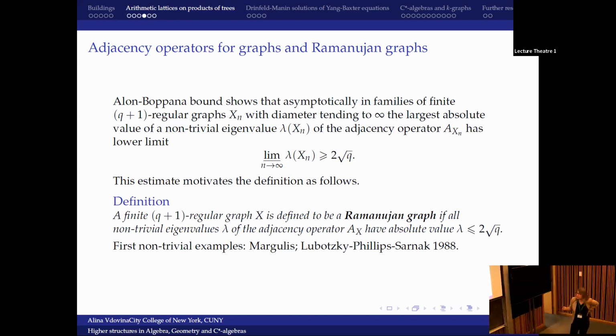the adjacency operator, actually this is the second eigenvalue, because it's again an exercise. If you have a regular graph such that the degree of every vertex is q plus 1, then the highest eigenvalue is going to be q plus 1, but the second eigenvalue is the one which people are usually interested in. And Ramanujan graphs are those for which the second eigenvalue is bounded by 2 square root of q.